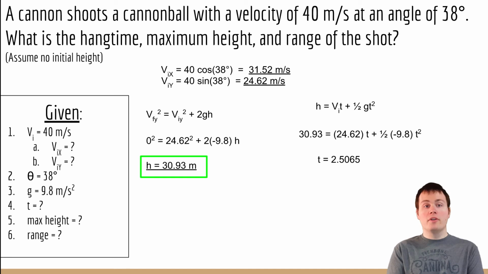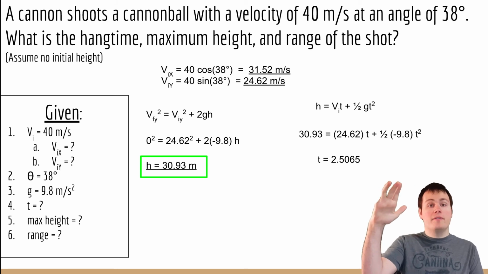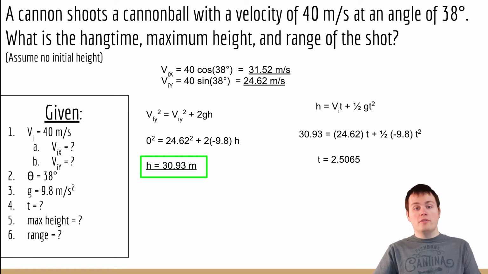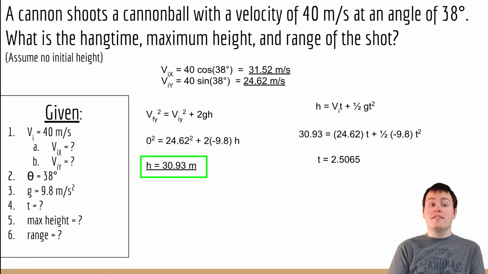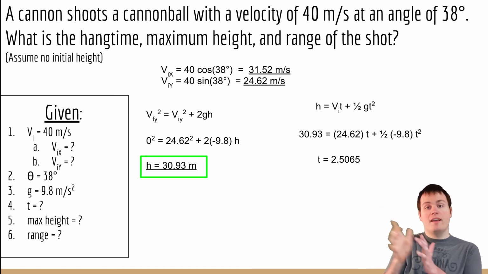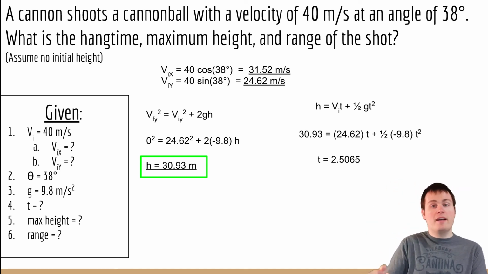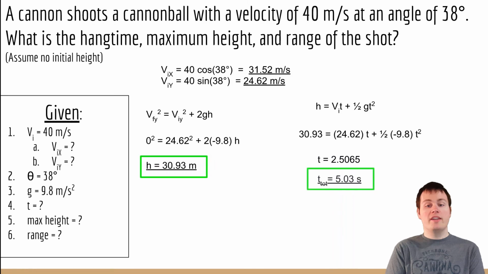seconds. However, that's only solving for the time it takes from the launch to the top of the flight of the ball. To find the total hang time, we need to double it because it's half the time to get to the top and then half the time to come back down. So when we double it, we get the total time is 5.03 seconds. And now we can use that when we're solving for the total range.